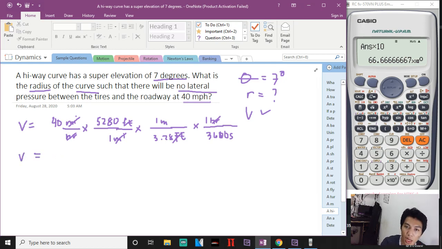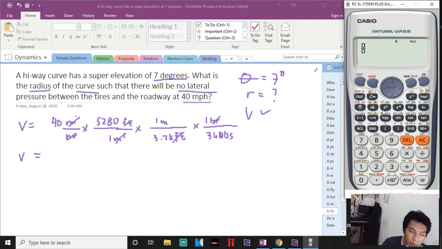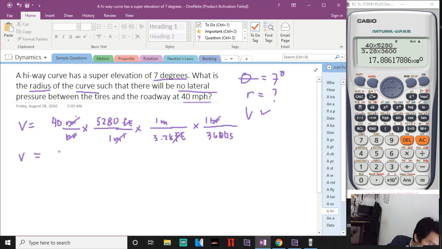Okay, so let us calculate. 40 times 5280, divided by 3.28 times 3,600. So this will be 17.89 meter per second. Okay.